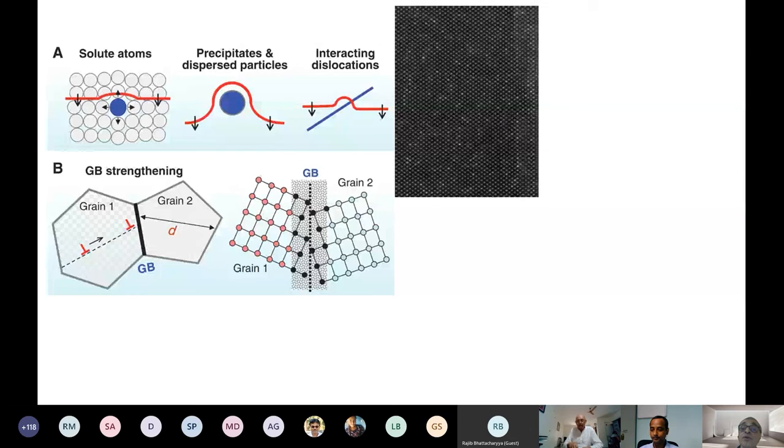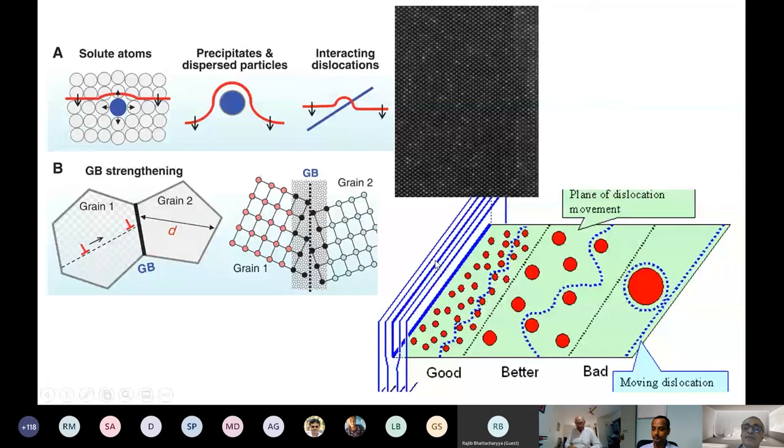You can also do it by putting in dispersions or a precipitate. You can put it in many ways. You can put the dispersions or precipitate very closely or very widely, and they will have a different effect. A dispersion itself is just another phase. Therefore, it has a different modulus. So when a dislocation is moving, I am not talking about detail, but dislocation energy has a modulus term. So if it encounters a material with a different modulus, it requires additional energy to overcome that.